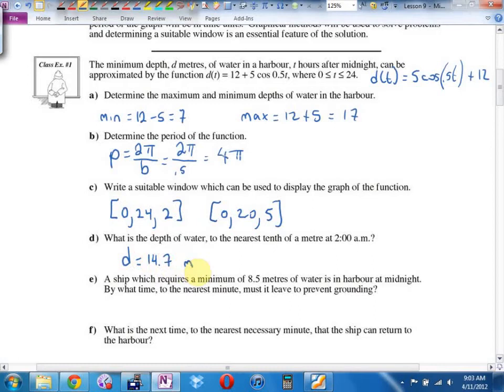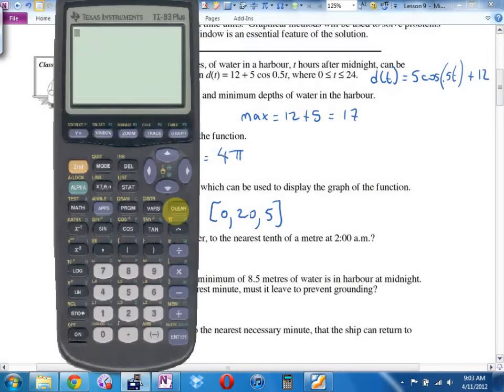By the way, the other way you could find this, Amanda, is you could go just in the non-graph menu. 5 cos 0.5 times 2 close bracket plus 12. But my argument is, if I'm going to type that, why not just type it here with an X, and then I can reuse it over and over. So if I'm going to type in any long equation, Ryan, almost always I'll just type it into the graphing section. Especially if I know that I'm going to be using it over and over, which you will be.